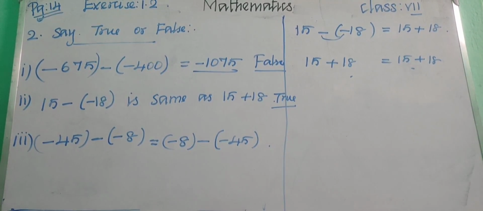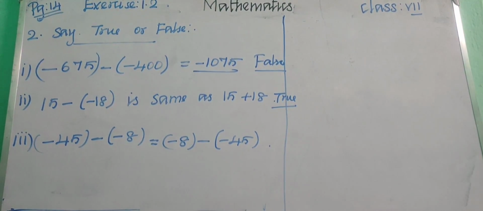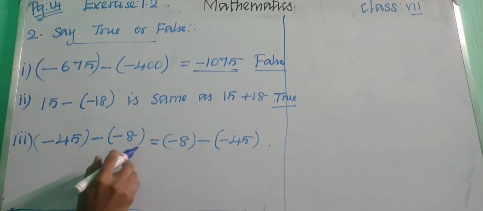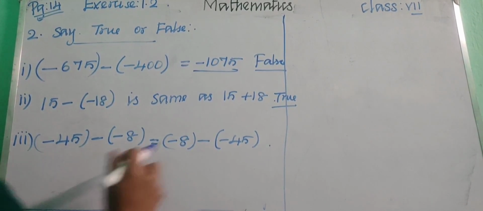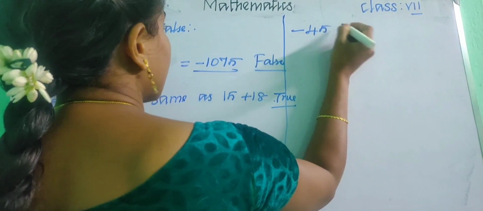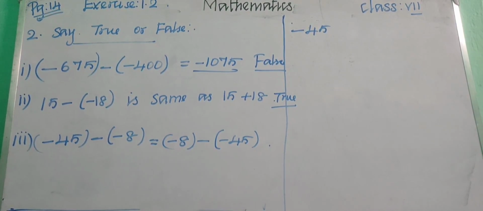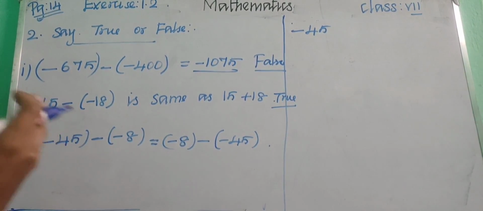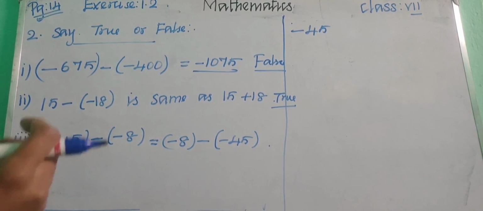Minus 45 minus 8 equal to minus 8 minus 45. Let us check. We already know commutativity does not hold in subtraction of integers, right? If we change the order while subtracting, the answer will also change. In the previous class, in the properties of subtraction itself, we have learned this, right? So let us check.